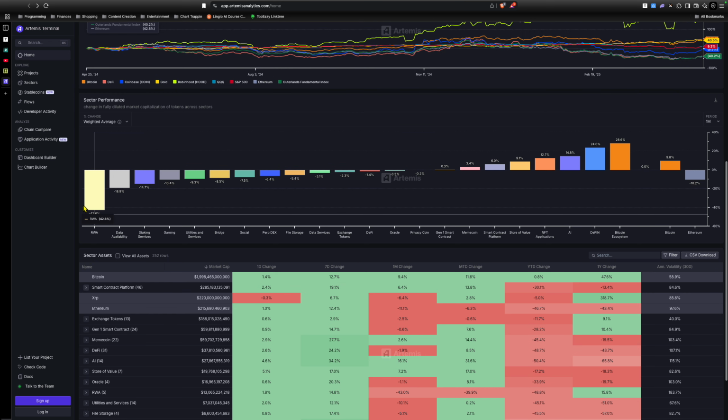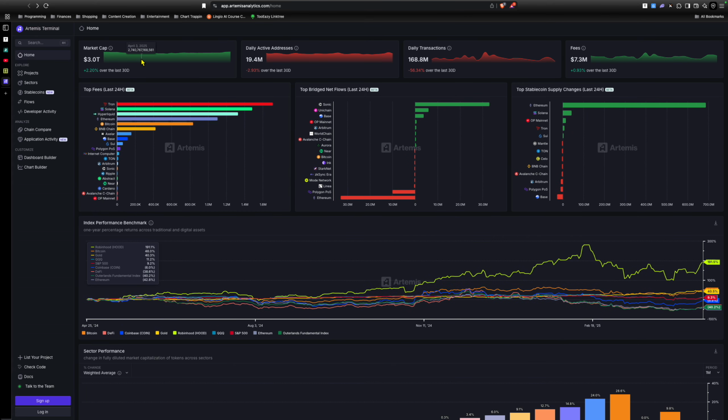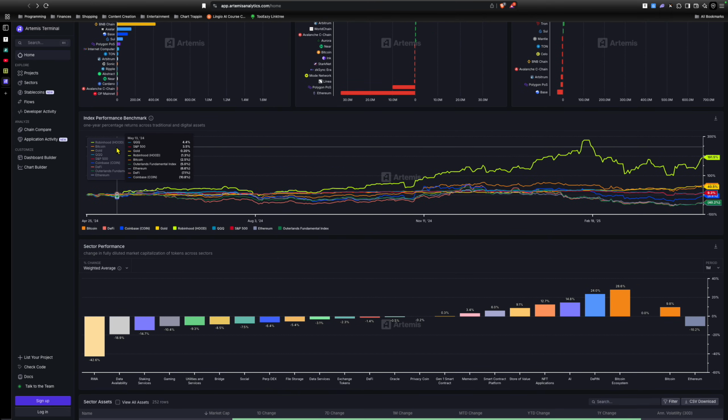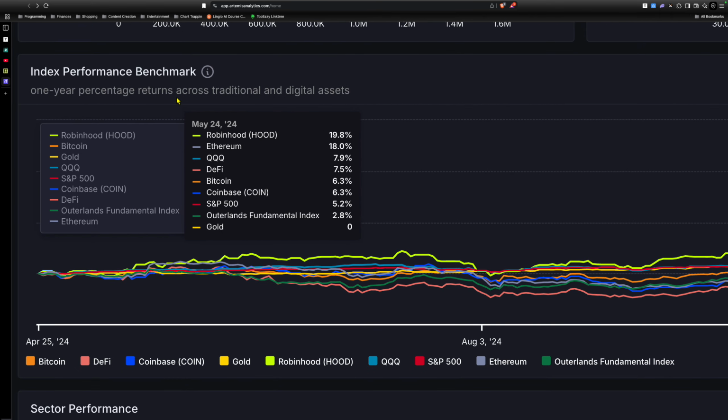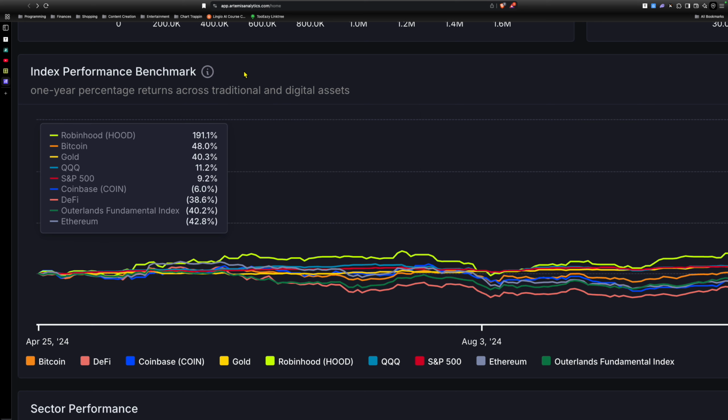So let me see. All right, I'm on the home page. Let me scroll all the way to the top. Okay, it's tracking all this stuff: top fees, top bridge net flows, top stablecoin supply changes. Okay, it's tracking the performance of everything. It's crazy, right? Look at Robinhood. Robinhood is going crazy, and you see Bird in the chat, he took that trade on Robinhood. Robinhood is outperforming everything right now.